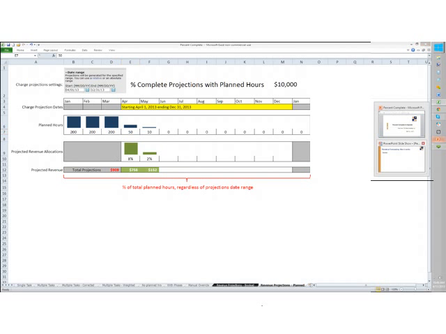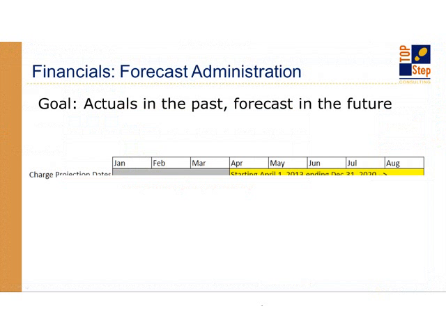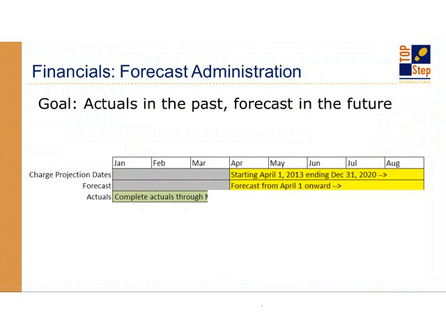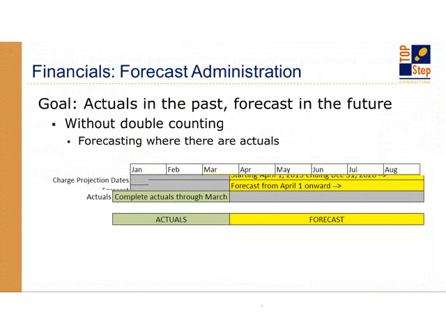All right. Last topic, we'll wrap it up here. A couple of parting thoughts and my recommendations on how you ought to try to negotiate this trade-off between having actuals and forecasts. So now I'm going to state a goal for you, and that is that you should strive to have actuals in the past, forecast in the future, exactly, without double counting.